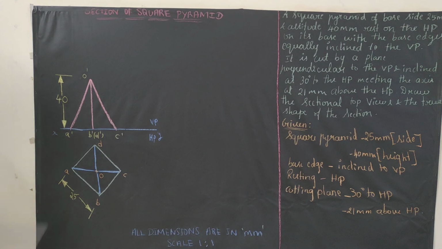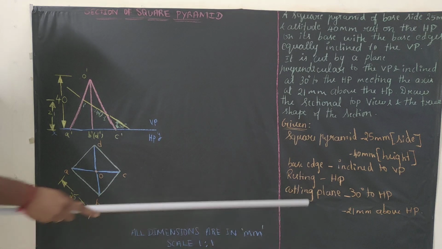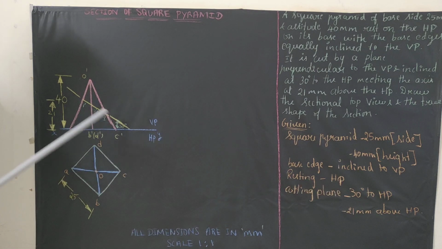And writing A, B, C, D and all, or A dash, B dash and all, you should write with your HB pencil only. So now the next step will be, we will be drawing the cutting plane from the data given in the question. What they gave regarding the cutting plane is, the cutting plane is passing to the axis 21 mm above the HP. See here, the cutting plane is at 30 degrees with respect to HP and 21 mm above the base. So from this point, for 21 mm keep a point.